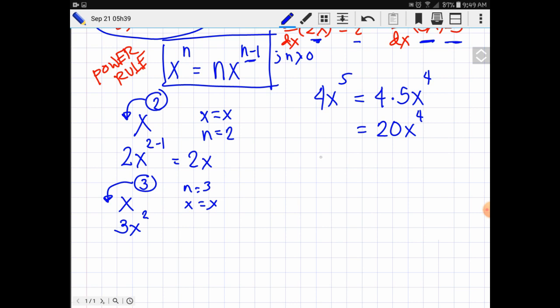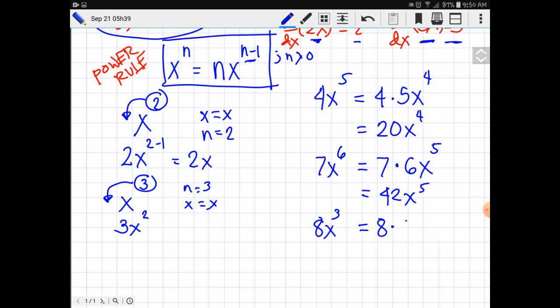Next, if we have 7x raised to 6, that would be equal to 7 multiplied by 6x raised to the 5th power. And therefore, if we simplify that, we get the value of 42x raised to the 5th. Then for 8x cubed, this should be equal to 8 multiplied by 3x squared. And to simplify that, that would be 24x squared.